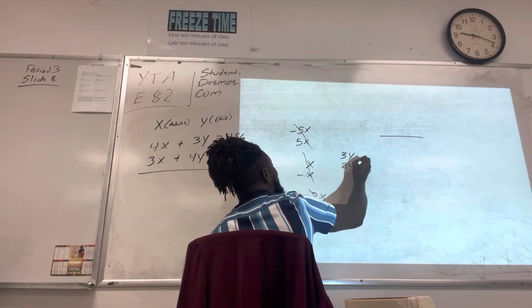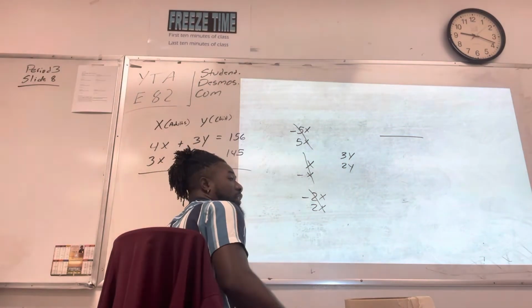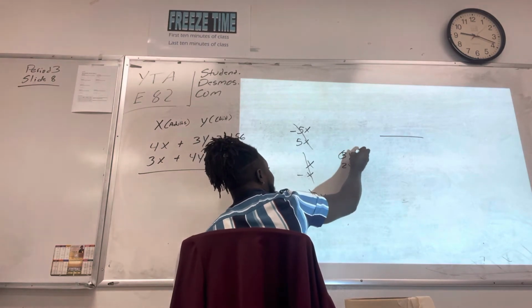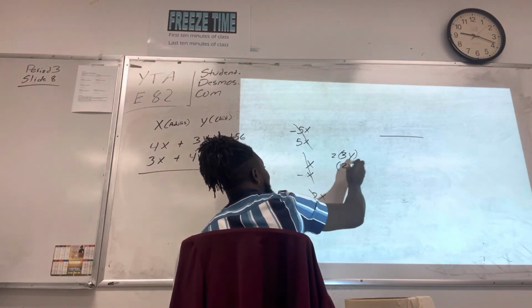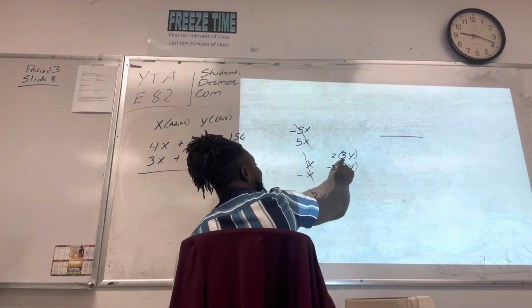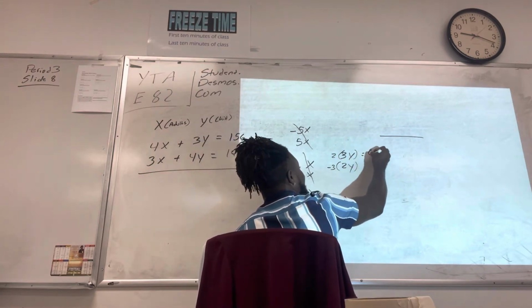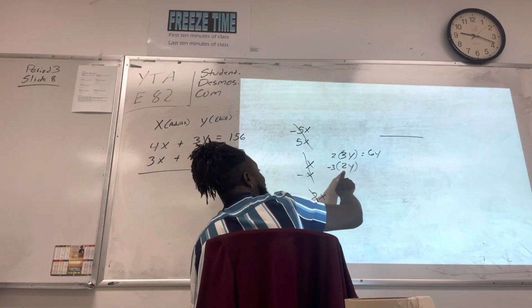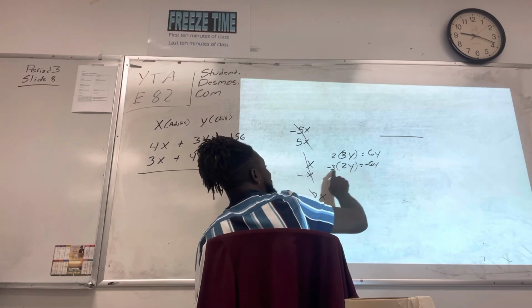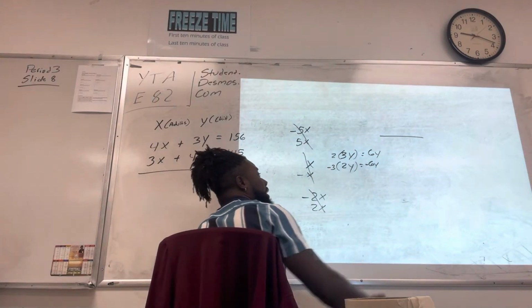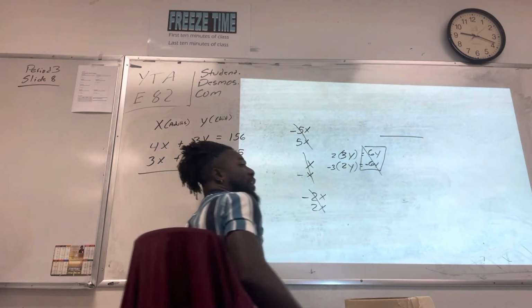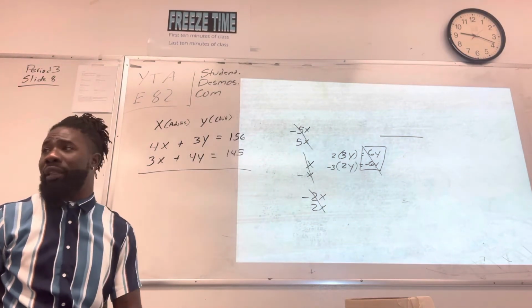Now, let's say we have 3y and 2y. Are we looking at inverse pairs? No. But if I multiply the top by 2 and multiply the bottom by negative 3, take a look at what happens. 2 times 3 is what? 6y. And negative 3 times 2 is what? Negative 6y. Take a look at what I just did. I manipulated both expressions to create what? Inverse pairs. And now that would cancel out. Are you with me?